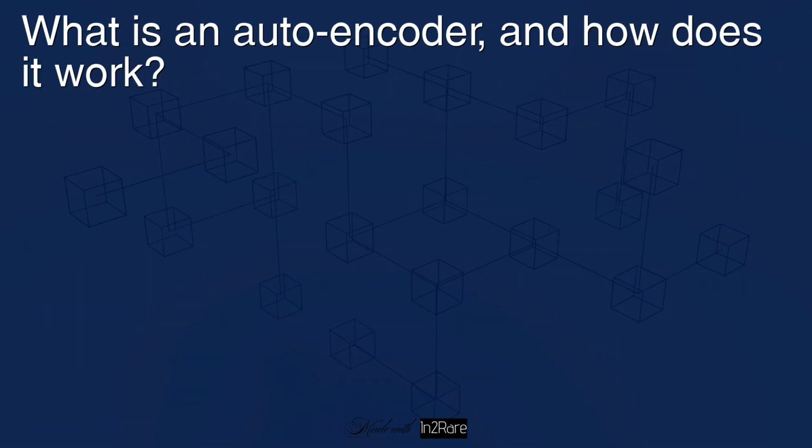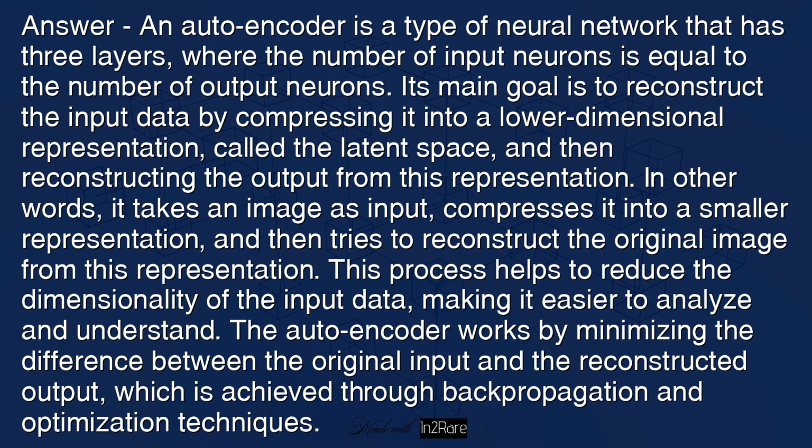What is an autoencoder and how does it work? Answer: an autoencoder is a type of neural network that has 3 layers, where the number of input neurons is equal to the number of output neurons. Its main goal is to reconstruct the input data by compressing it into a lower-dimensional representation, called the latent space, and then reconstructing the output from this representation.